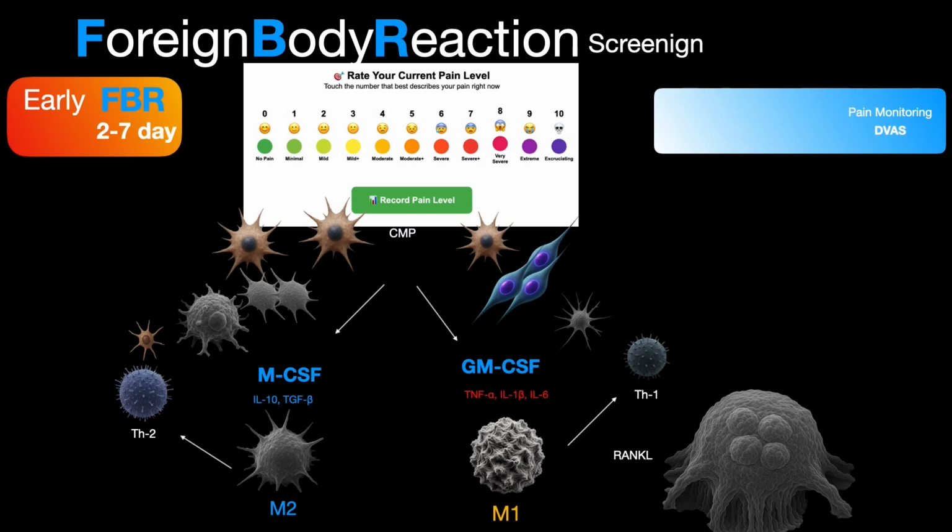So pain monitoring, from the 2nd to the 7th day, will give us an idea where we are with healing. The high pain yields the presence of pro-inflammatory markers and shows us that there are more of the M1 macrophages, and lower pain means more M2 macrophages. That's one way.